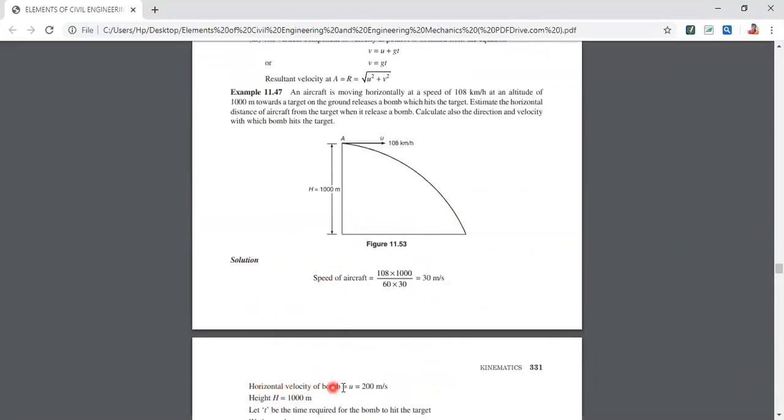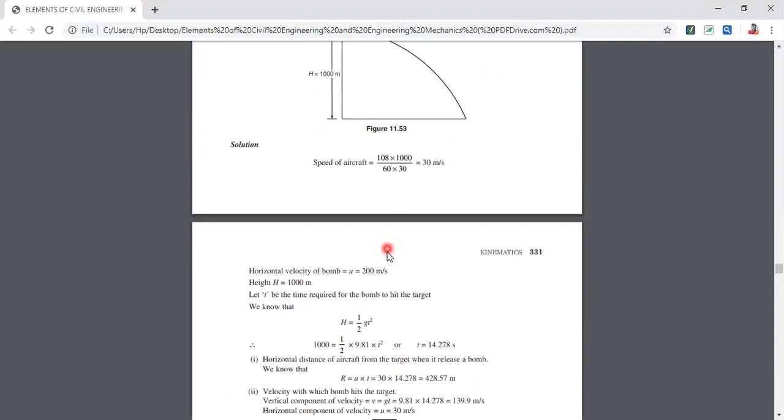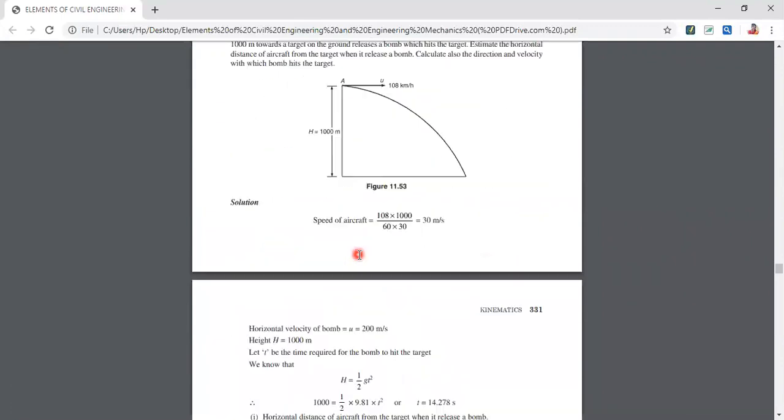I think this is a misprint over here. You can just neglect this because the velocity is 30 meters per second, and I'll be making use of 30 meters per second, not 200. So this ends your projectiles.